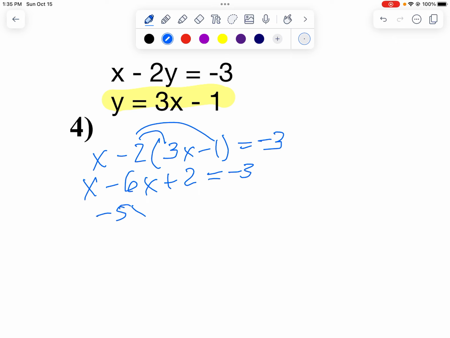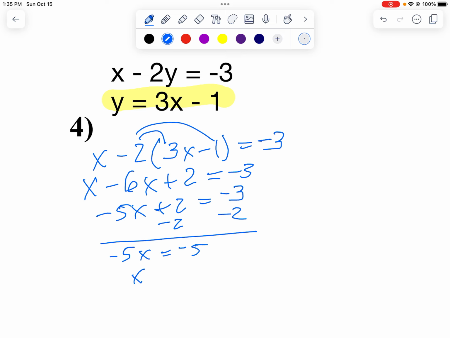Negative 5x plus 2 equals negative 3. Minus 2 from both sides. Negative 5x equals negative 5, so x equals 1. And we'll go back up here into my second equation. We're going to say 3 times 1 minus 1, or 3 minus 1 is going to equal 2. So as an ordered pair, our solution is 1 and 2.